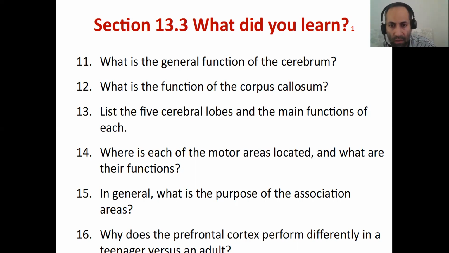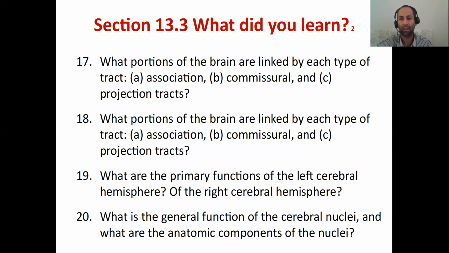The motor areas are located in the precentral gyrus, and they control your muscles. What is the purpose of the association areas? They make sense of your five senses. They make sense of what you're looking at. Why does the prefrontal cortex perform differently in a teenager? Because it's still developing. It does not develop completely till 25 years of age. What portions of the brain are linked by each type of tract? Association tracts, areas within the same hemisphere.